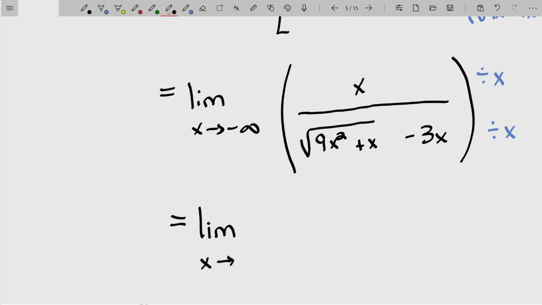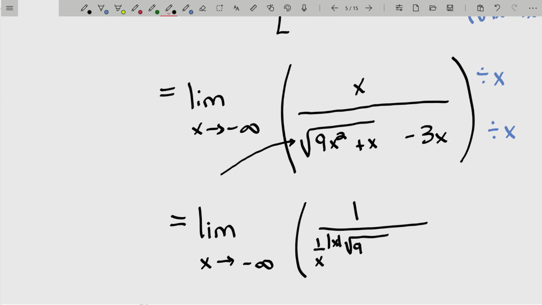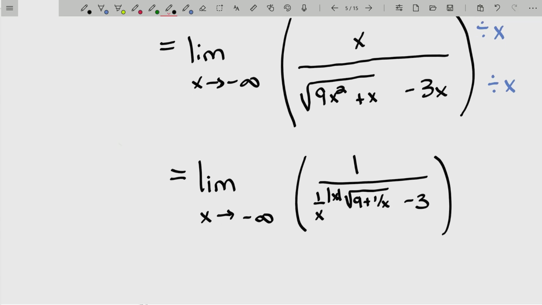I have no idea. Limit as x is approaching negative infinity of 1 over, I'm going to write this as 1 over x for now. And I remember that I can factor out of this radical here. I can factor out an x squared. And the square root of x squared is the absolute value of x times the square root of 9 plus 1 over x. And remember, minus 3. We divided that by x on the back end. All right, so what happens now?